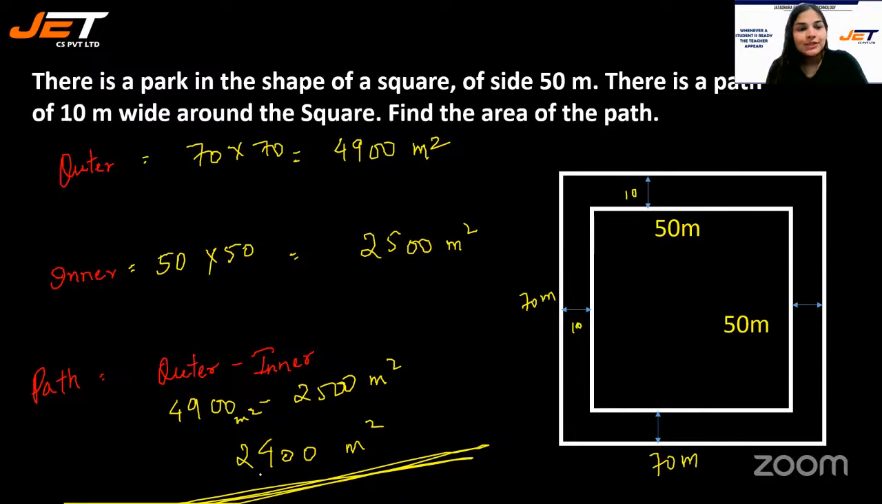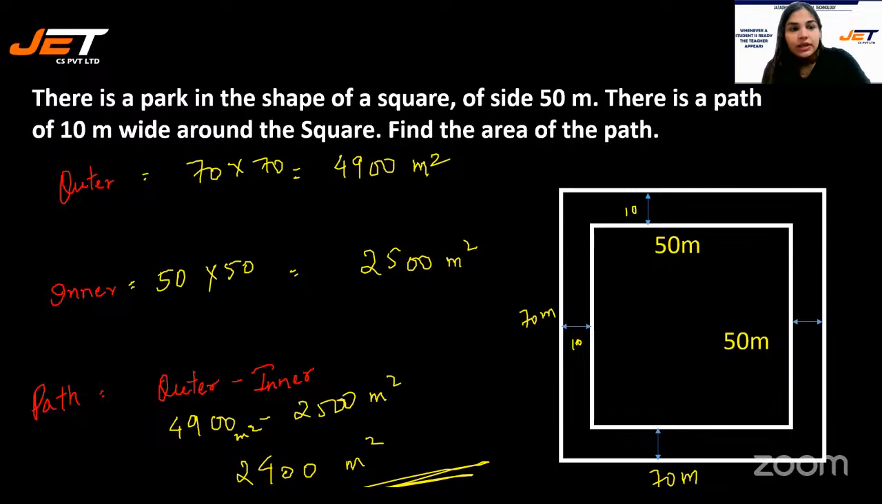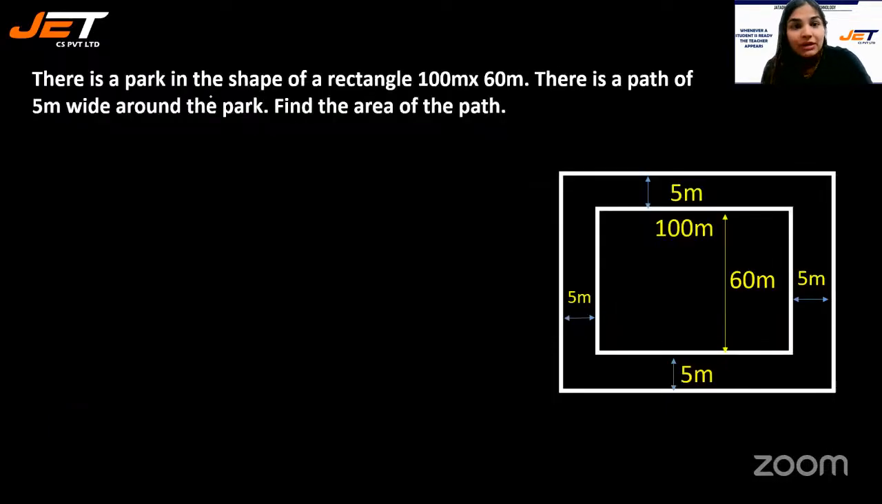Let's do the next question, dear children. Over here, we have the next question. This time, we have a rectangle. There is a park in the shape of a rectangle, 100 meters length and 60 meters is the width or breadth. There is a path of 5 meters wide around the park. Find the area of the path.